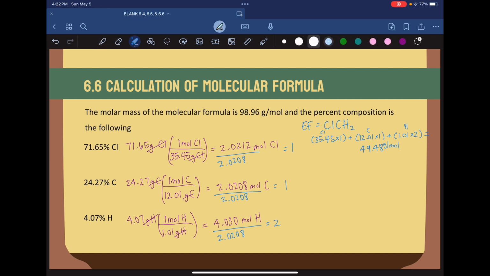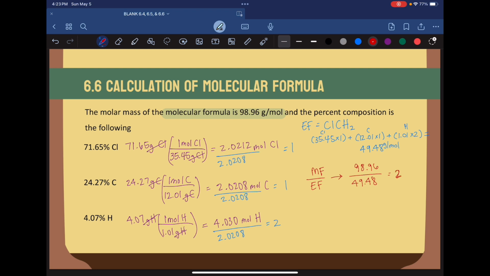In the story problem, it says the molecular formula is 98.96 grams per mole. So the next step you're going to have to do is the molecular formula's mass divided by the empirical formula's mass. So that's going to be 98.96 divided by 49.48, and we get 2.